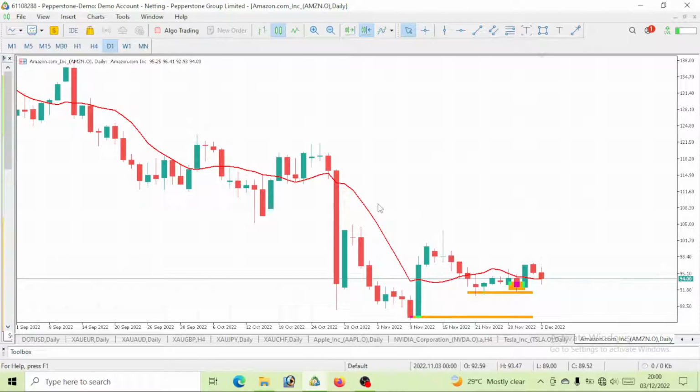So, let's take a look at our Amazon analysis for this week. We want to know where this price will be moving for this week. To be able to predict this price properly, I want you guys to stick to the end, so you'll be able to understand this movement.